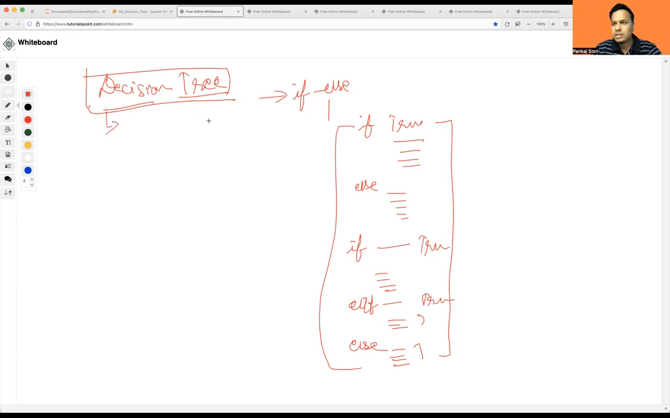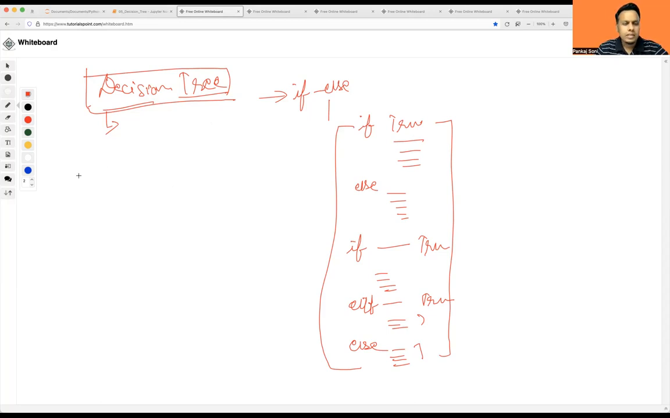This is one of the simplest algorithms in machine learning, because once you get the data set, based on the data, you can decide where the data falls, and when you make a decision, what kind of output you are going to get. Okay, so we'll take one example also, and based on that, I'll show you.